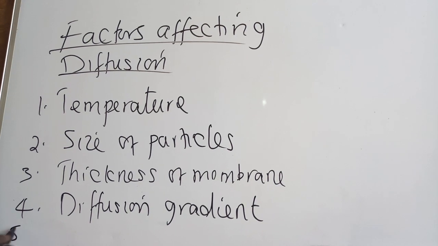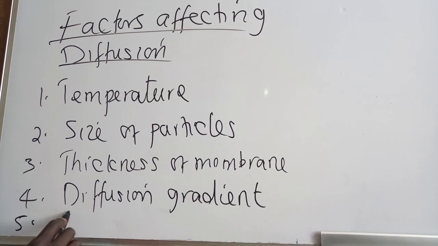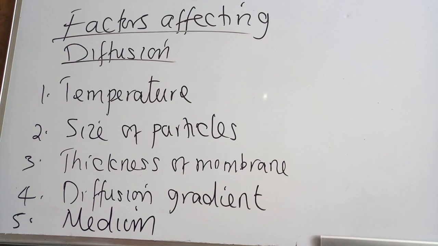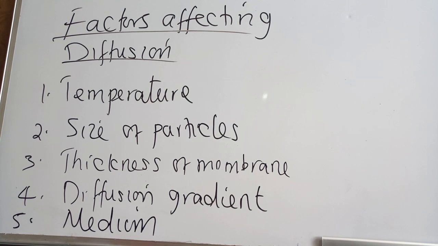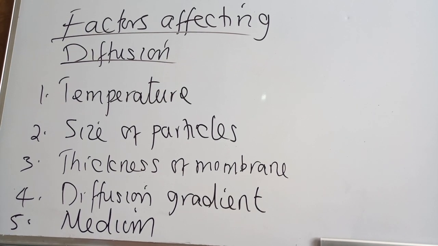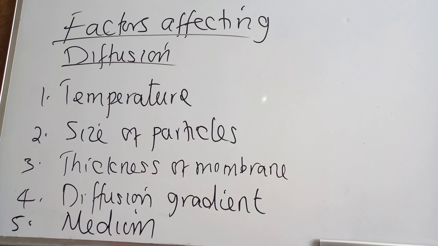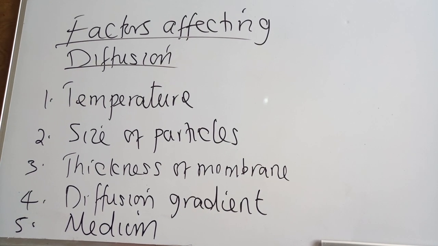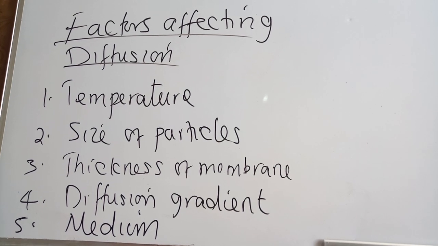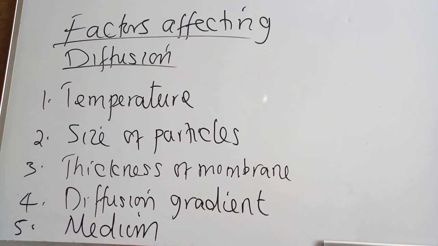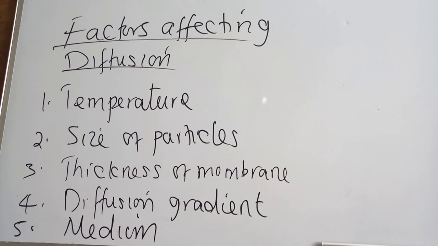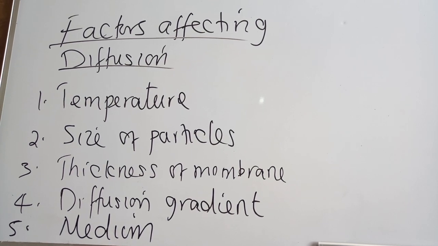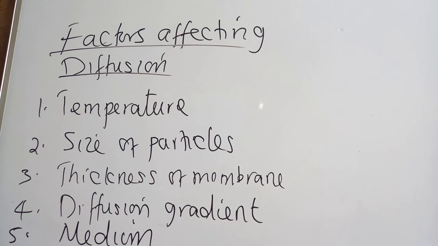Then the other factor, fifth and last one, is medium. The medium in which the diffusion is to take place. If the diffusion is to take place within the air, then it will be fast. If it takes place within a liquid, it will be slow. If it takes place within a solid, it will be very slow. So it means the medium in which the diffusion is taking place also affects the rate of diffusion. The rate of diffusion is fast in gases, followed by liquids, and slowest in solids.